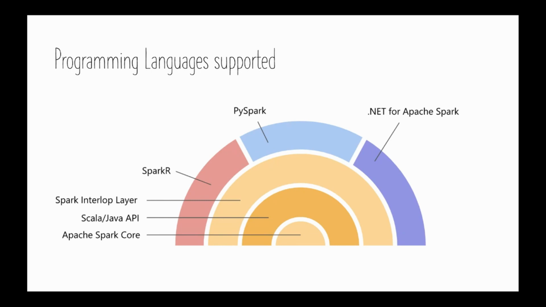And if I'm a fan of Python, then I have PySpark, and I can run Spark leveraging Python. And if I'm working with .NET, and I'm a fan of C# and the .NET ecosystem, I can use .NET for Apache Spark to run my workloads and do all the things with Spark. So this gives us a nice set of capabilities.